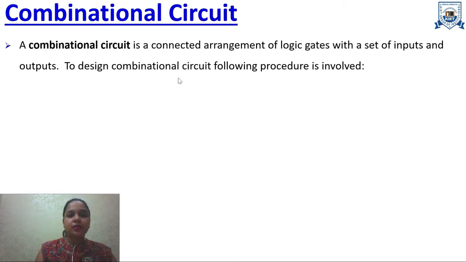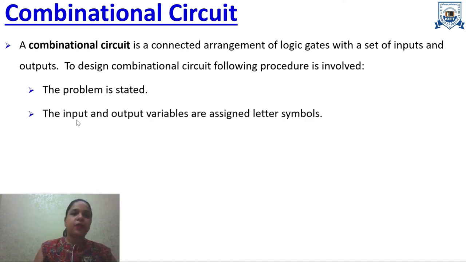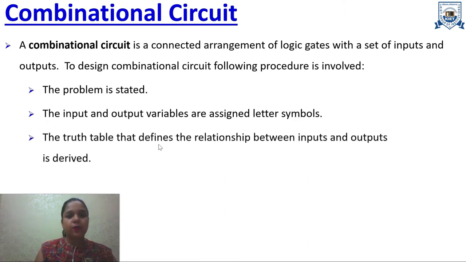Now to design the combinational circuit, the following procedure is involved. It means there is a predefined procedure to design a combinational circuit. First of all we must define the problem statement. So the problem is stated, then input and output variables are assigned letter symbols. It means first of all we must know the count of inputs and outputs, then letter symbols are assigned to them.